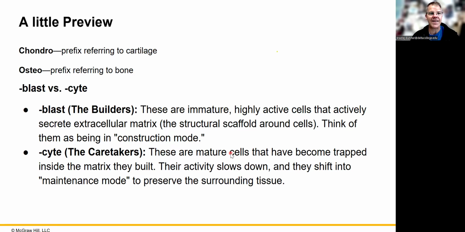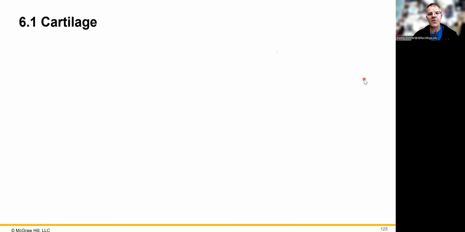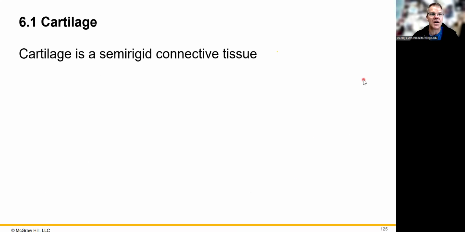Whereas cytes, the word cyte means cell. These are the caretakers. These are mature cells that have become entrapped inside the matrix that they built. Their activity slows down. They shift more into maintenance mode to preserve the surrounding tissue. So you're going to see these prefixes and suffixes put together and just know what those mean when you see them. So let's first start talking about cartilage.